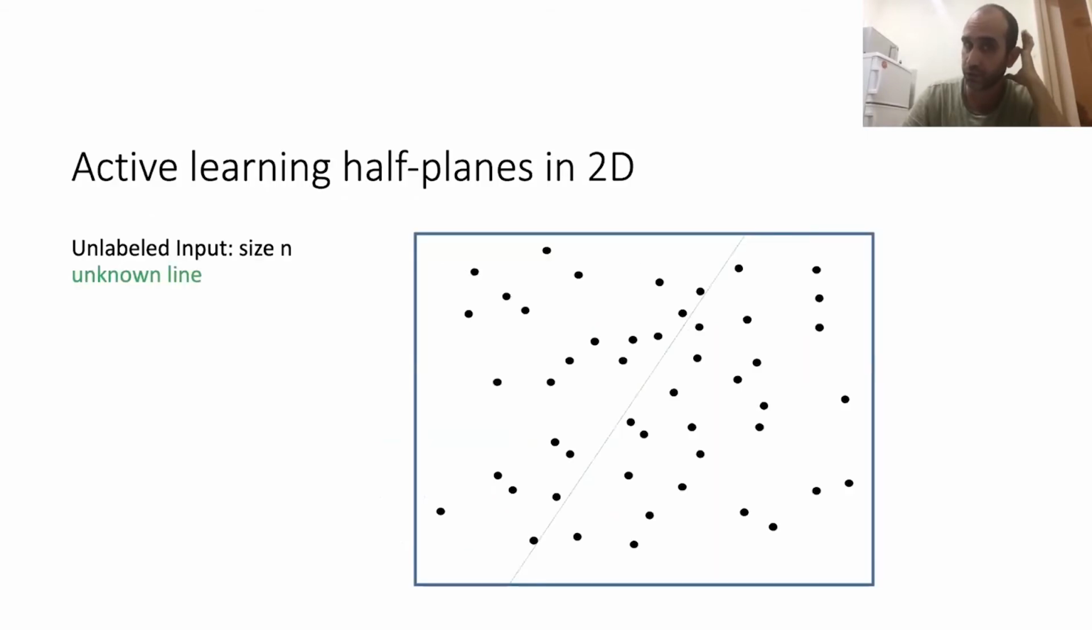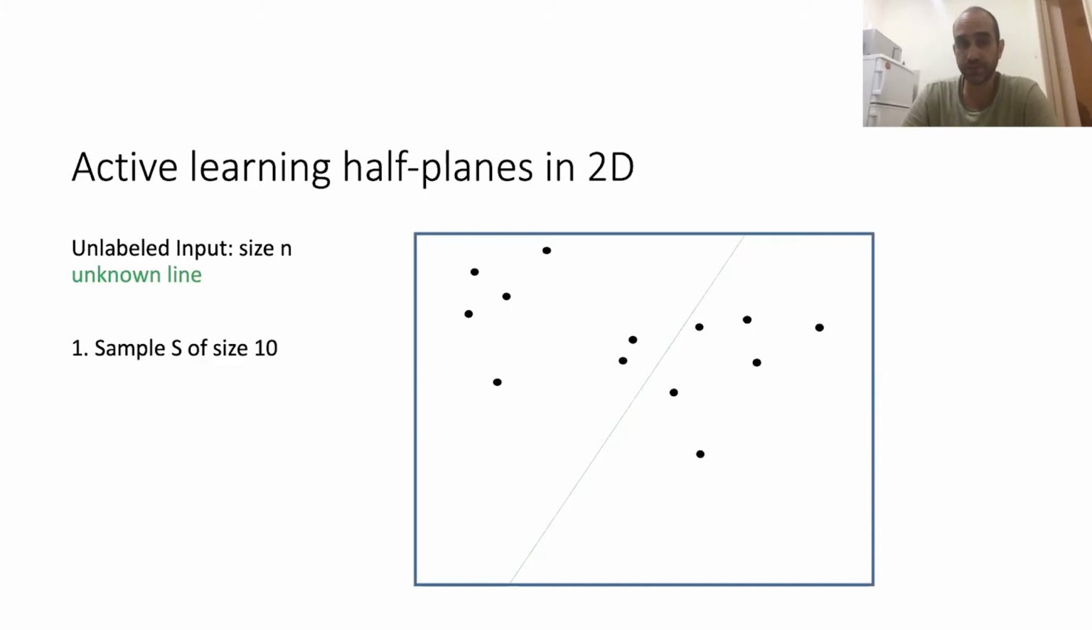Okay, so let's see how it works. This is how our input looks like. We have n unlabeled points. They're all black in the plane. There is this unknown line that we don't know, but I just draw it for convenience. And now the algorithm proceeds as follows. In each iteration, we sample 10 points from the input. We label them, so we find which of them are positive and which of them are negative.